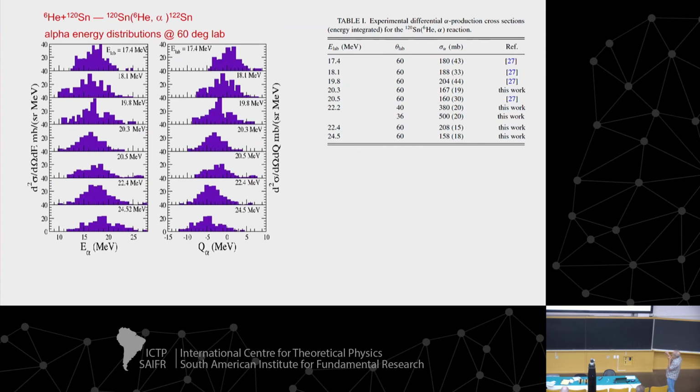Here we extend the measurements to higher energies. And we plot here the distributions as a function of the alpha particle energies. And here we transform it to the Q value of this transfer reaction. And we see this interesting behavior. As the energy increases, the centroid of the distributions goes to the left, to negative Q values. And the magnitude of the cross-sections are here. It's still very high, much higher than predicted by CDCC.